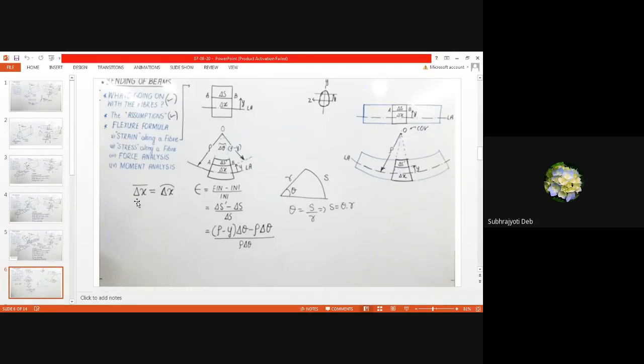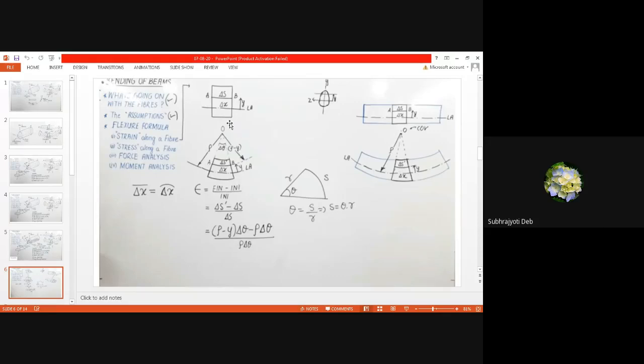So now, our objective is to derive the flexure formula. Okay, just theory of bending. So for this, let us consider this section, the cross sectional area, this one. So this is the section before the loading, and this is the section after bending.